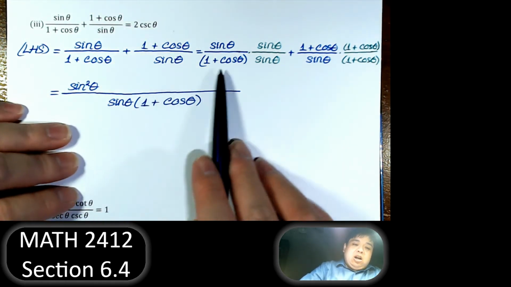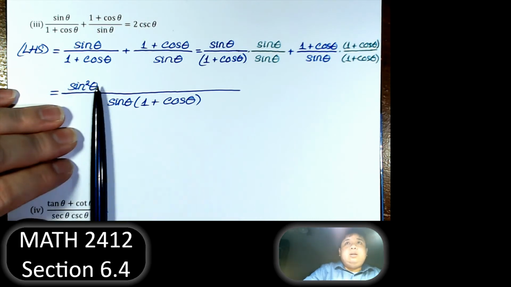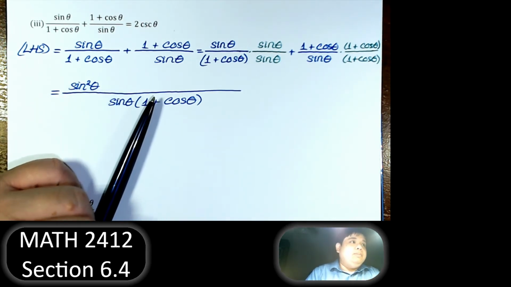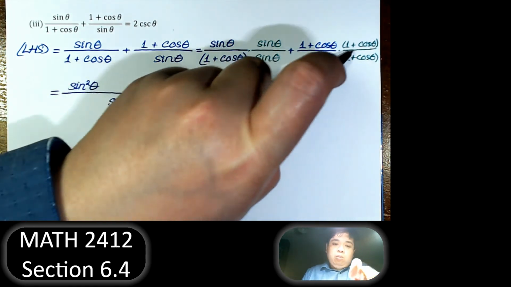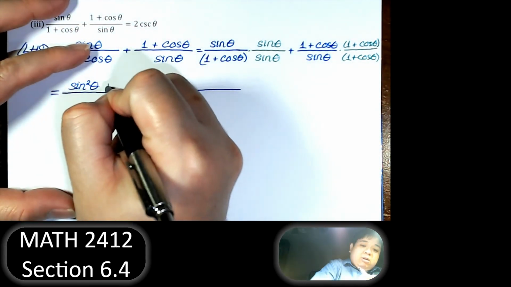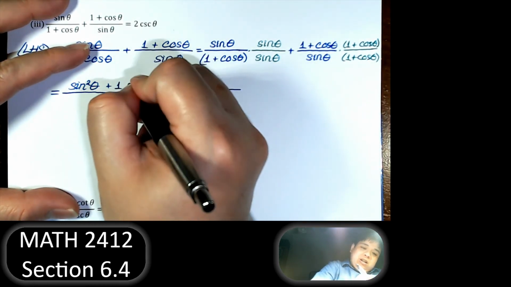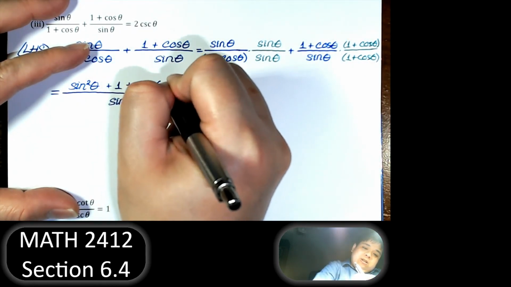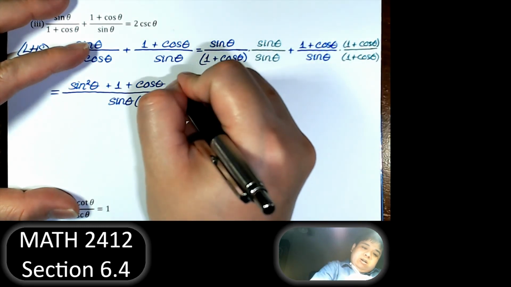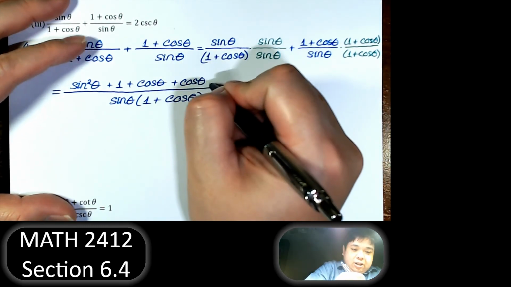Right, so what we have is the common denominator of sine times 1 plus cosine at the bottom. On the top we have sine times sine, which gives us sine squared. And multiply this. These are not a difference of squares, so we're just going to multiply it out. 1 times 1, 1 times cosine, cosine times 1, and cosine squared.